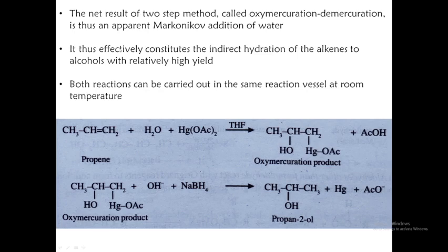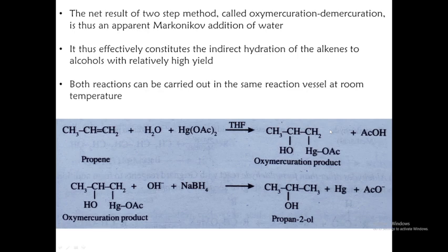Both reactions can be carried out in the same reaction vessel at room temperature. First we make the oxymercuration product, and then sodium borohydride is added to it, and we get the reduced product, the alcohol. When we take the example of propene reacting with mercuric acetate in THF and water, we get the oxymercuration product CH3CHOH CH2HgOAc. This oxymercuration product is reduced with sodium borohydride in alkaline medium, and then we get propan-2-ol.